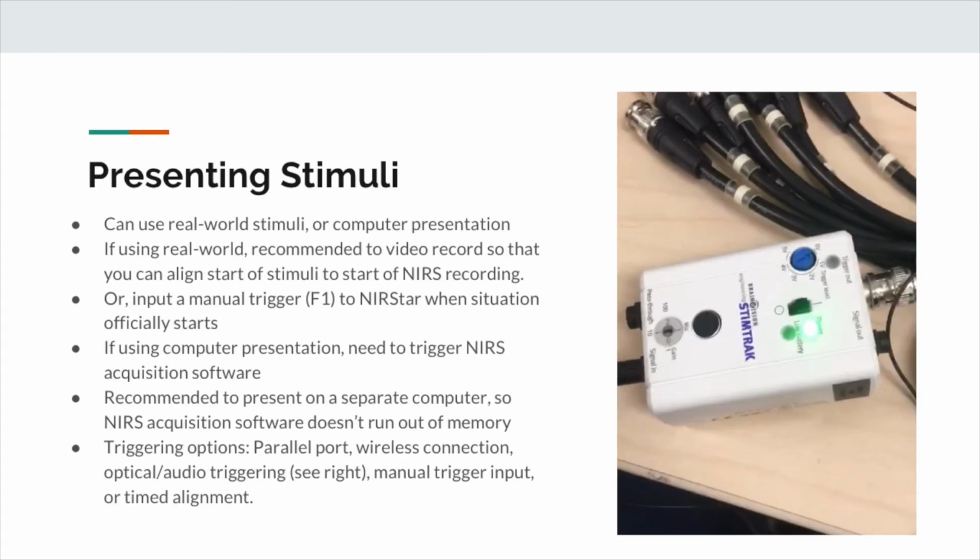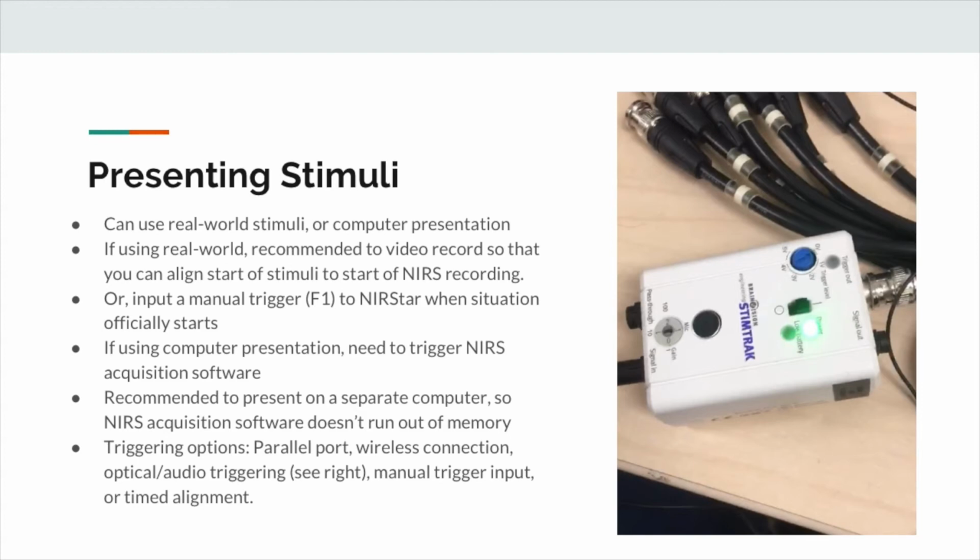Now for presenting stimuli, you can use real-world stimuli or computer presentation. If you're using real world, it's recommended that you video record it so that you can align the start of the stimuli to the start of the NIRS recording. You'll have both on video so you know exactly when stuff going on in the real world happened relative to the scan and what time in the scan was going on.